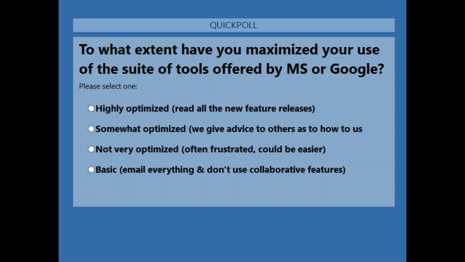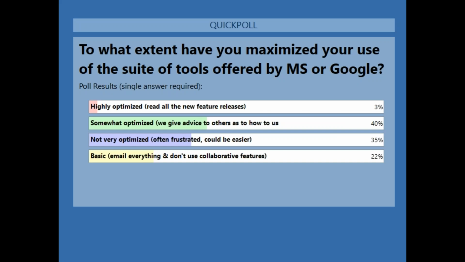Awesome. Okay, I'm just going to close this and share it with everyone. So the bulk of the responses are in the somewhat or not very at 40 and 35%. 22% basic and only 3% highly optimized. Right on. Well, good for you all. And maybe you can teach me a couple of things, because I am pretty nerdy, but I feel like there's still more that I can get out of the suite of tools that we're using.